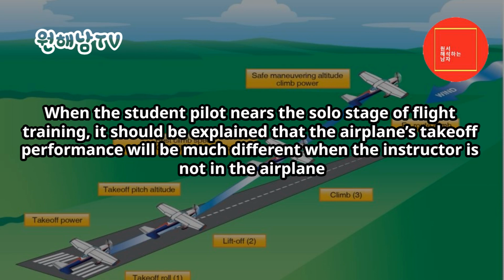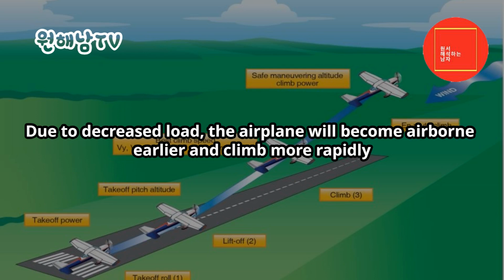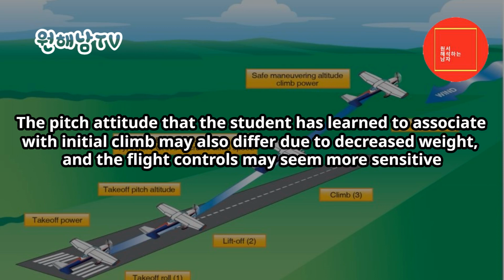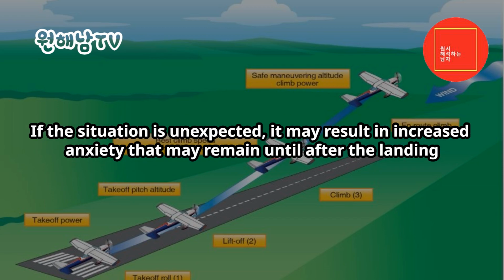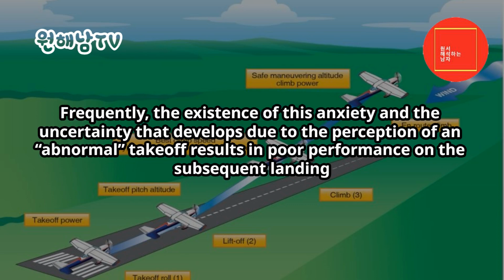When the student pilot nears the solo stage of flight training, it should be explained that the airplane's takeoff performance will be much different when the instructor is not in the airplane. Due to decreased load, the airplane will become airborne earlier and climb more rapidly. The pitch attitude that the student has learned to associate with initial climb may also differ due to decreased weight, and the flight controls may seem more sensitive. If the situation is unexpected, it may result in increased anxiety that may remain until after the landing. Frequently, the existence of this anxiety and the uncertainty that develops due to the perception of an abnormal takeoff results in poor performance on the subsequent landing.